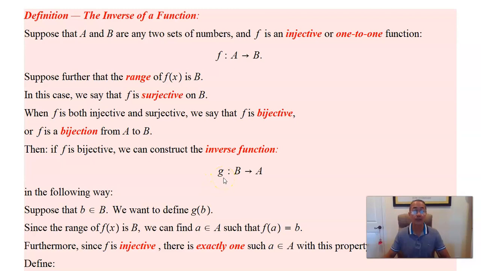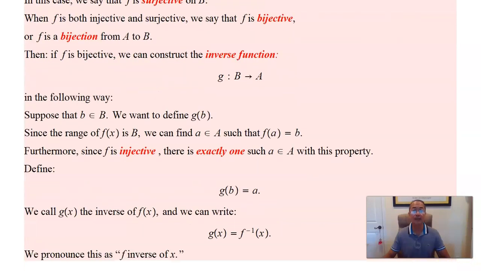So we will use the letter g, and this time it will be a function from B back to A. Right? So how are we going to construct this function? We have to define g(b) for any member little b of capital B. Okay? We already assured ourselves that B is the range of f. So there is at least one element little a from the domain capital A where f(a) = b. Okay? But by the injective property, there is exactly one such element.